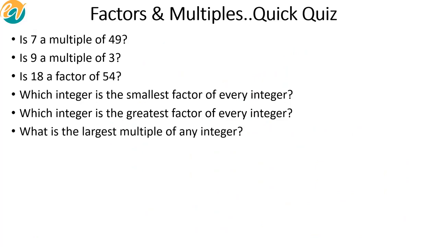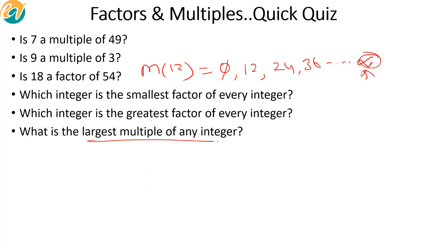What is the largest multiple of any integer? So again, let's consider 12. What's the entire list of multiples of the number 12? 12 into 0 is 0, 12 into 1 is 12, 12 into 2 is 24, 12 into 3 is 36, and so on till when? Infinity. And as we discussed on a previous slide, every integer would have an infinite list of multiples. So the largest multiple of any integer would be infinity.